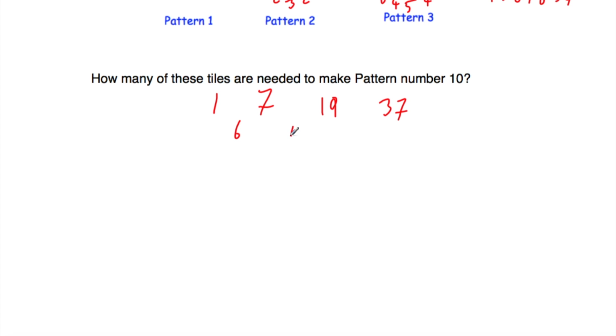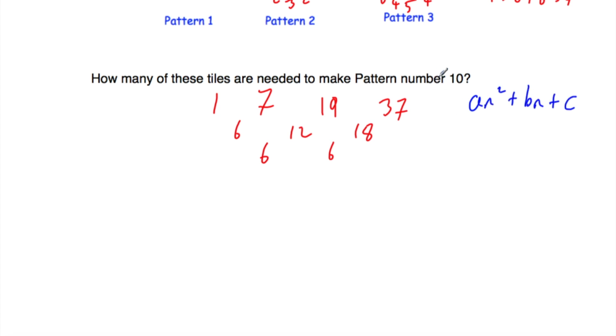We've got 6, 12, and 18. And our second differences, well, the numbers that we're adding are getting bigger by 6 each time, so our second differences are 6 and 6. So we've got our sequence, our first differences and our second differences. Let's work out our values for a, b, and c, because remember, we're looking for something in the form of an squared plus bn plus c.